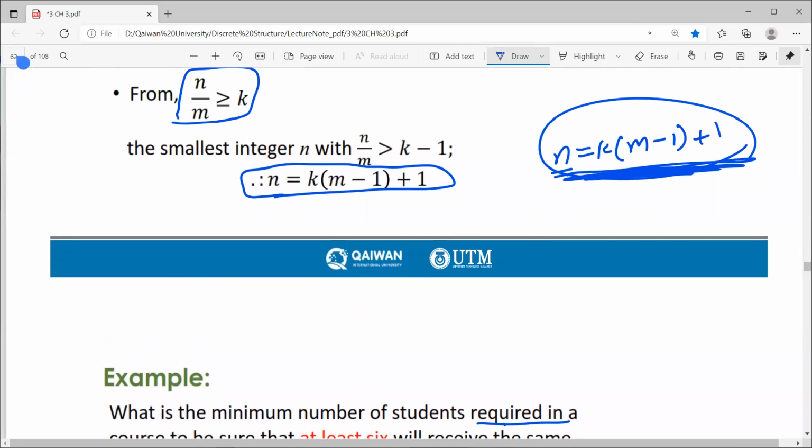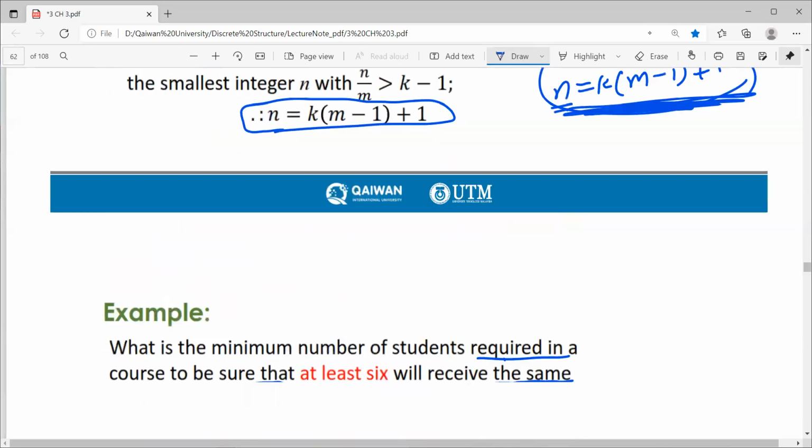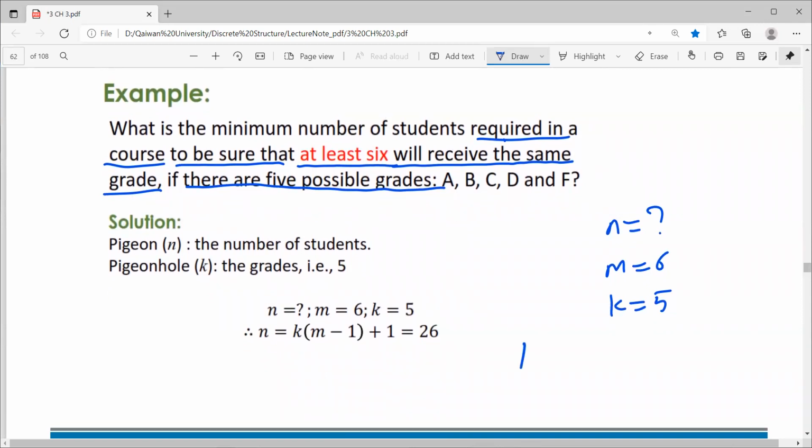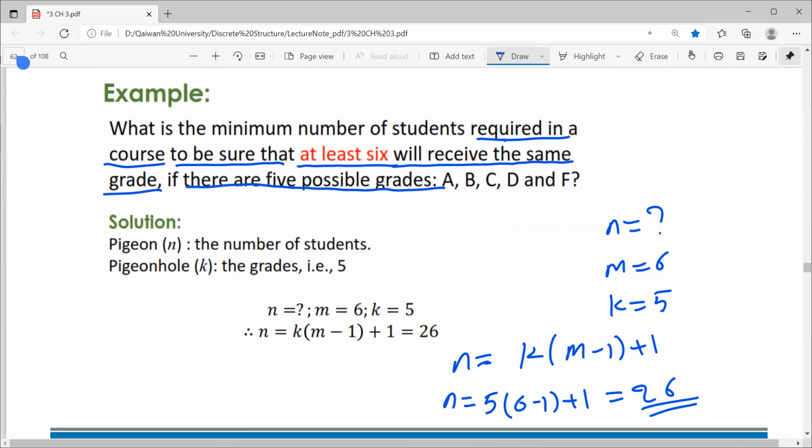We apply the above rule. We have n equals k times (m minus 1) plus 1. This is n. Here we have k and m. We can find n. N equals k, which is 5, times m, which is 6, minus 1, plus 1. It equals 26, because 5 times 5 is 25, plus 1 is 26. That means we must have at least 26 students in the class, such that we have 6 students who have the same grade.